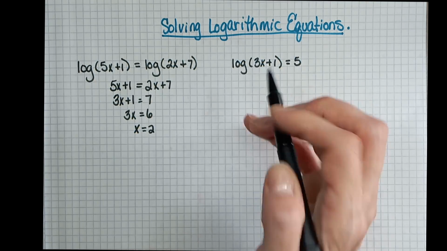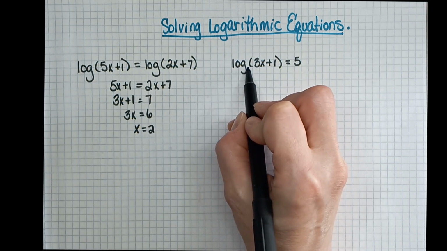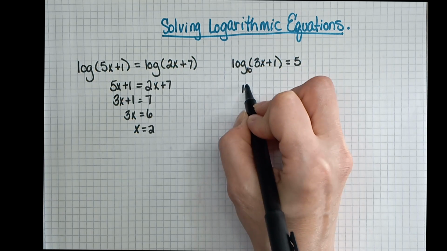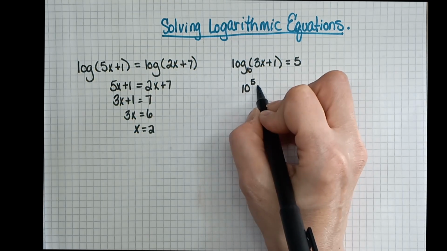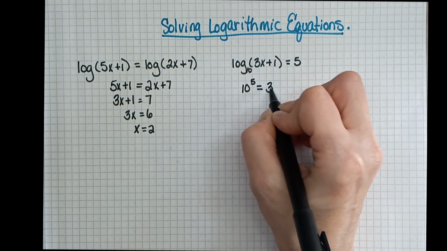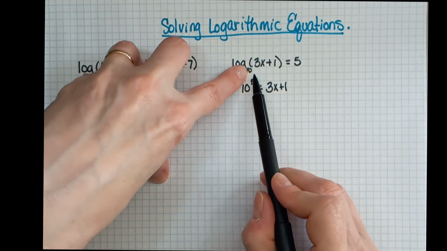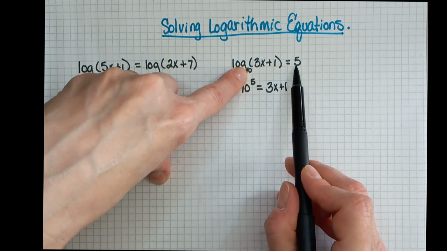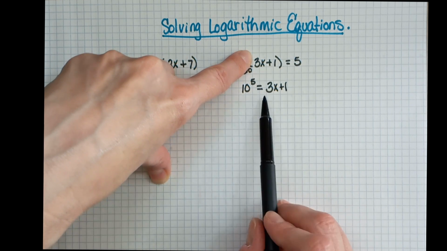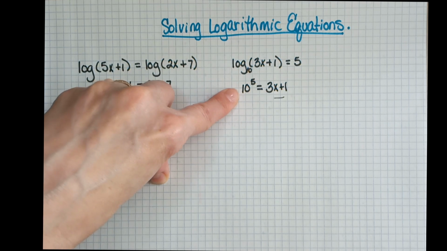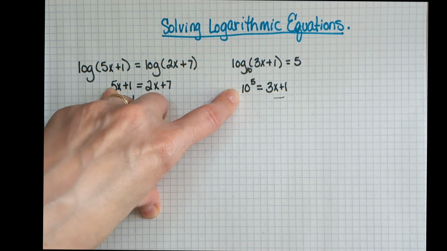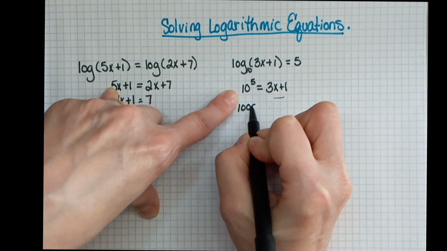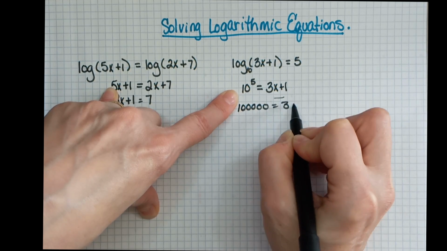This is log base 10. I can change this from log base 10 of 3x plus 1 equals 5 to 10 to the 5th equals 3x plus 1. Remember how we do that. The base of the logarithm is the base of our exponent. We go across and get the 5. We come back over and we get that 3x plus 1. So this is 10 to the 5th equals 3x plus 1, which is something that is much easier to solve. So I've got 5 5s going after this equals 3x plus 1.